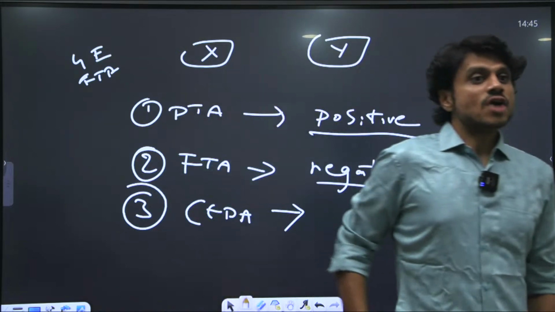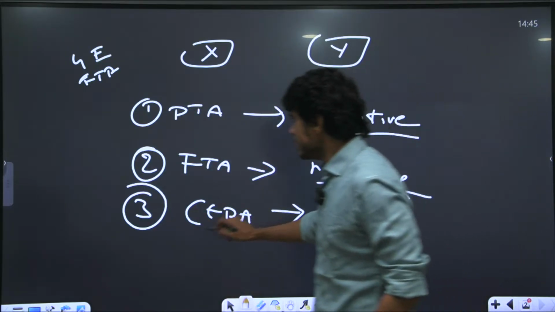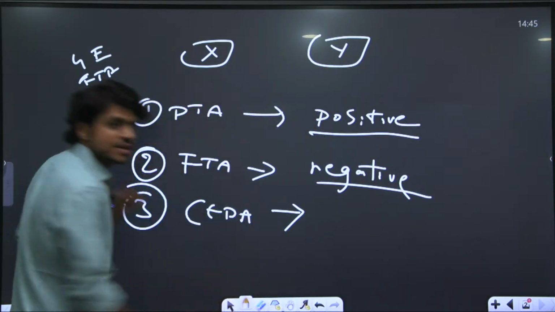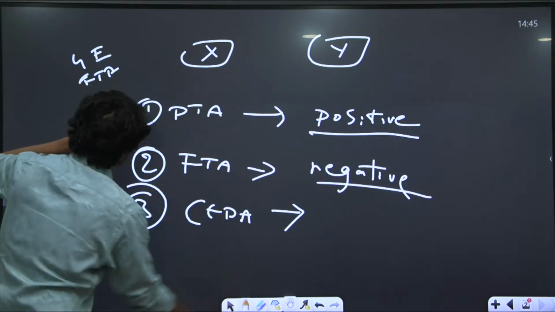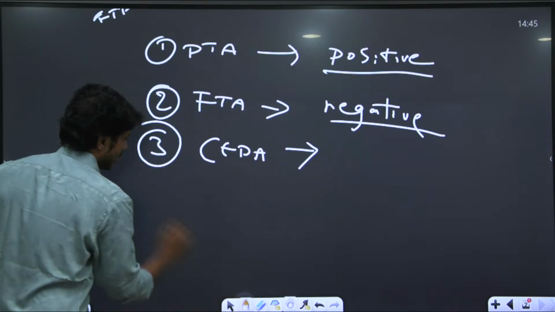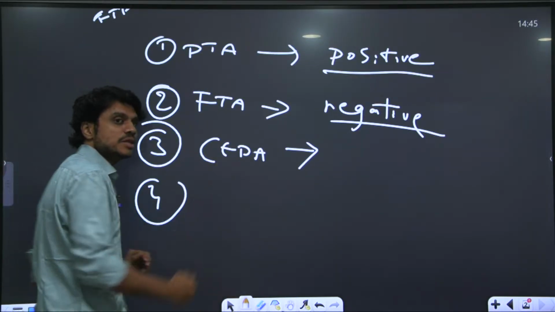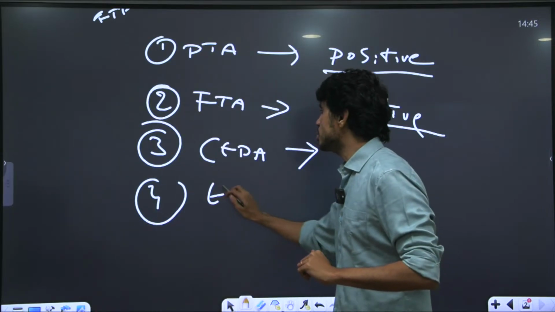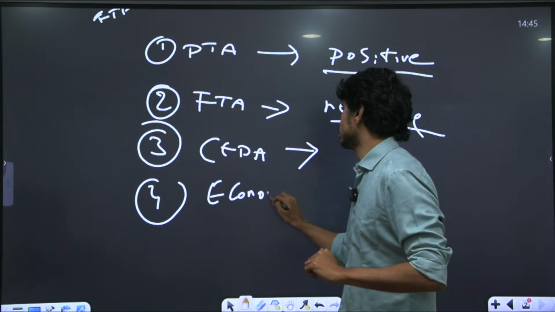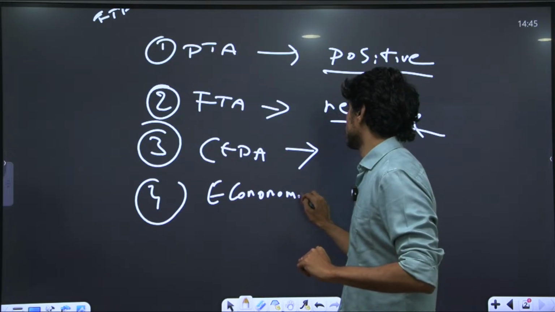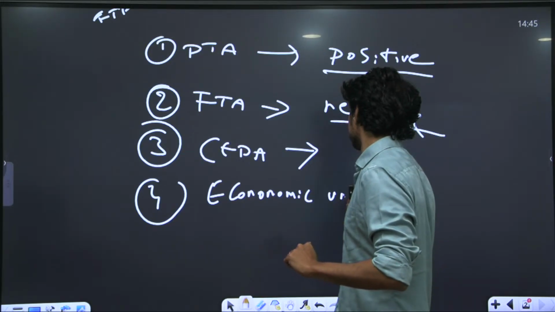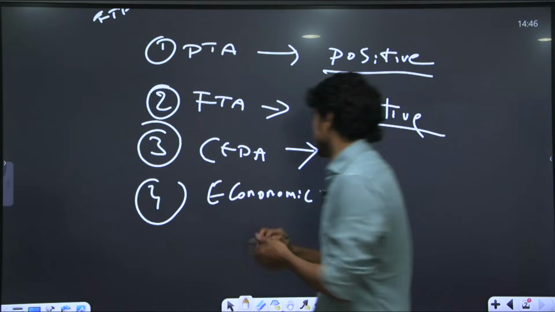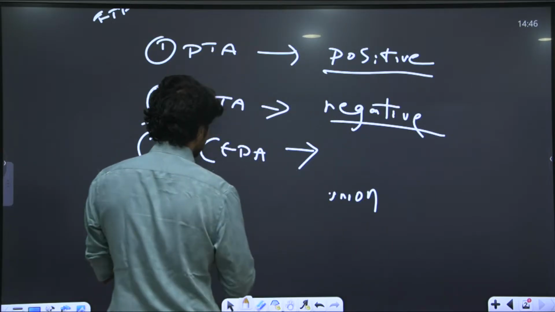So that's the reason we are trying to find the new markets. In the same way, what would be the next arrangement? What would be the next agreement after CEPA? What would be the next comprehensive economic agreement? It would be economic union. Sorry, it would be customs union and then economic union.